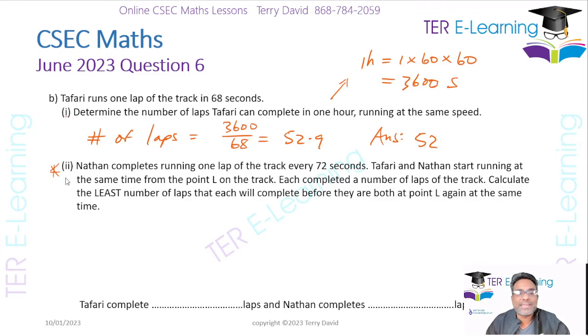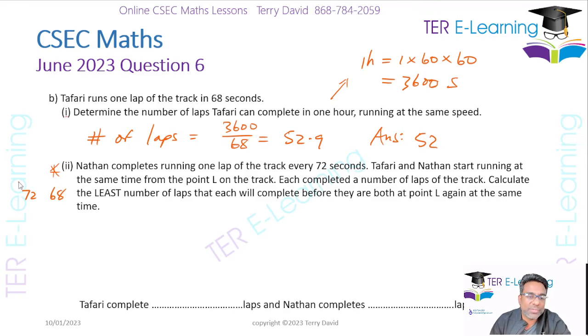Part 2 now. Nathan completes running 1 lap every 72 seconds. Tafari and Nathan start running at the same point, L, on the track. Each completed a number of laps, right? Calculate the least number of laps that each will complete before they are both at point L again, right? So you have Tafari going around in laps, Nathan going around in laps, but each of them, they are completing it in different time intervals. So one of them is completing in 72 seconds, and the next one is completing in 68 seconds.